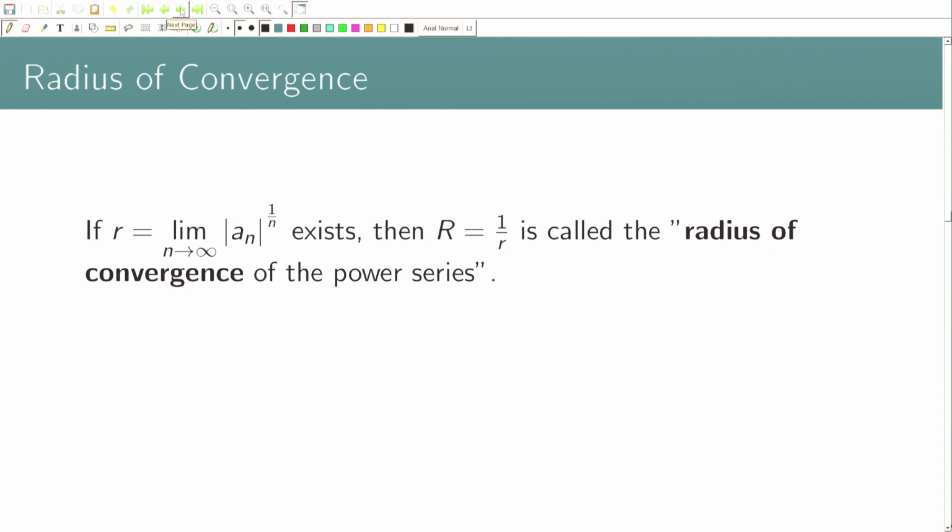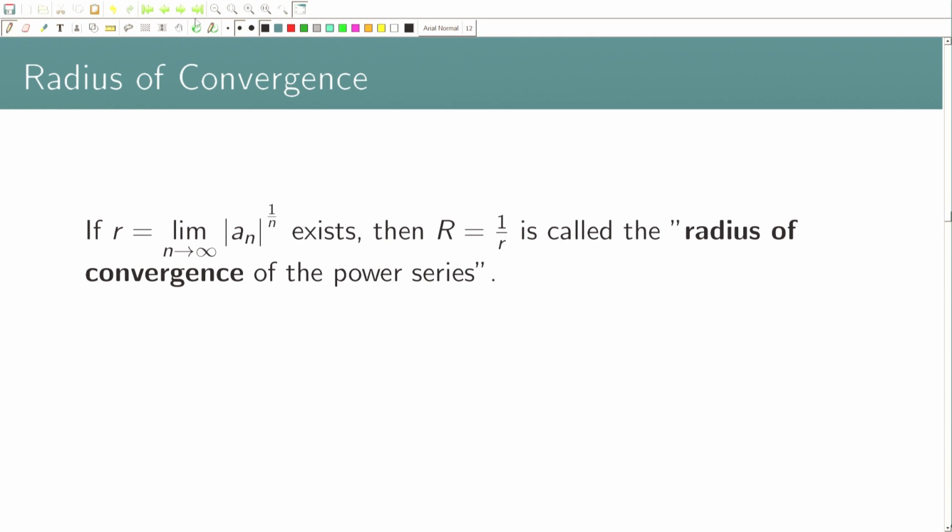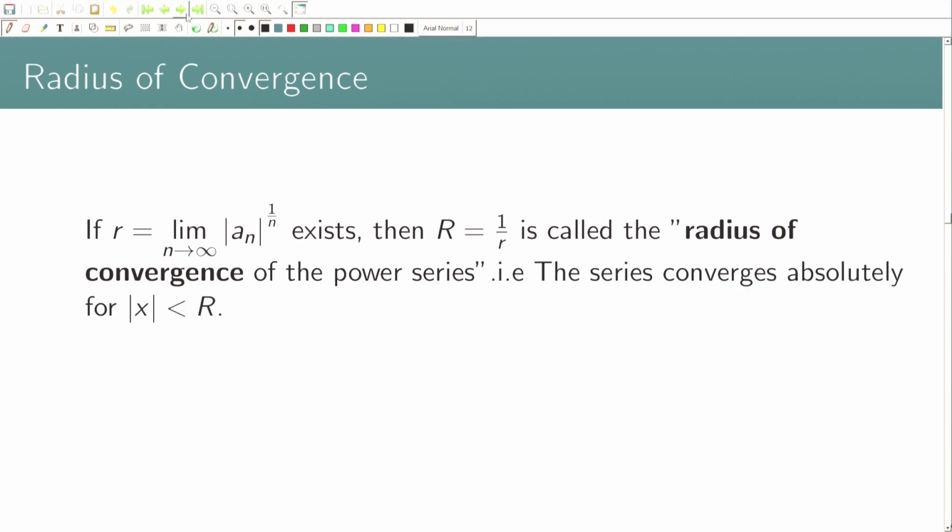Now, we look at small r to be the limit as n goes to infinity of mod a n to the power 1 by n. It may or may not exist. If it exists, then we say that the radius of convergence is 1 over this small r. That is the radius of convergence, and the series converges absolutely for mod x less than R. This essentially shows that it is dominated by a geometric series, and we know how to determine the convergence of a geometric series.